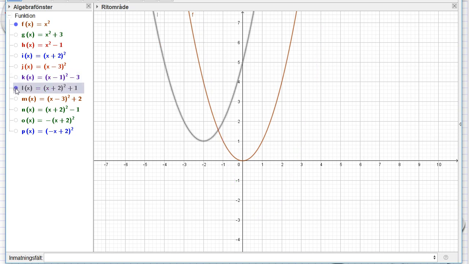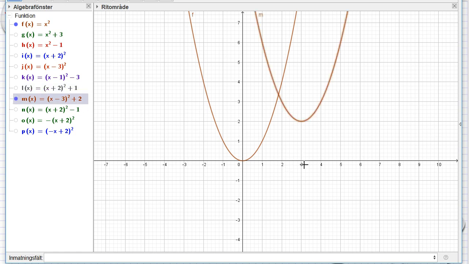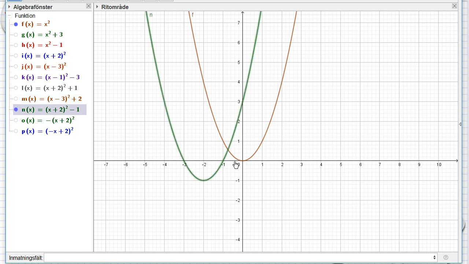Sorry, I took the wrong one. This one. So 2 to the left, and then 1 upward. Let's see the third one. It should be 3 to the right and 2 upwards. And this one should be 2 to the left and 1 downwards.